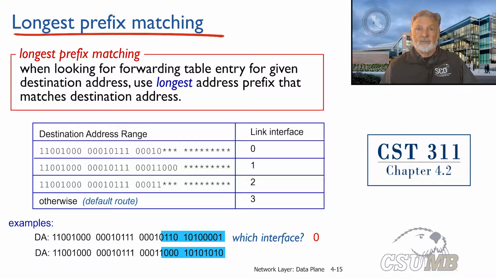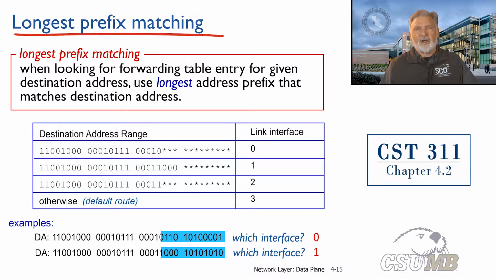For the second example, there are multiple matches. The packet's destination address matches the first 21 bits of the address range of both the second and third rows of the forwarding table. This ambiguity is resolved by the fact that the destination address matches the first 24 bits of the destination address range in the second row. Thus, the packet will be forwarded to link interface 1. As stated before, this is called longest prefix matching.